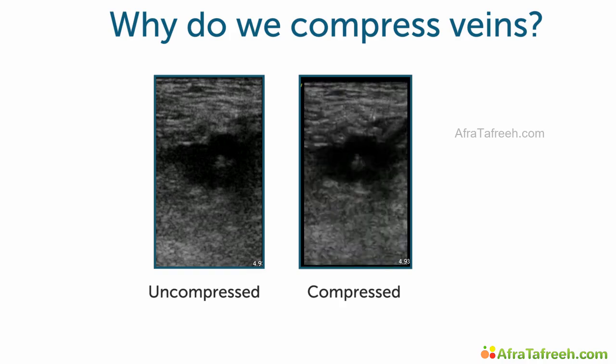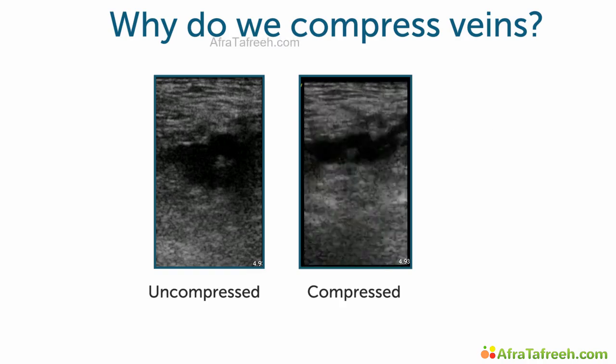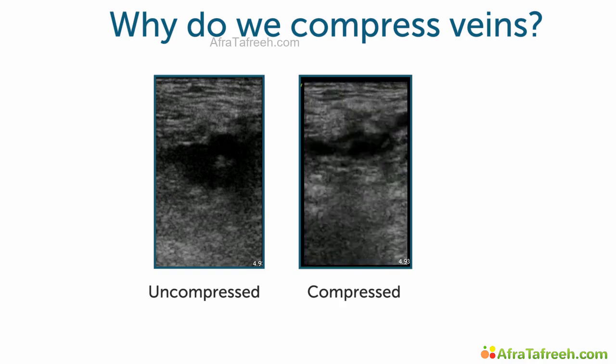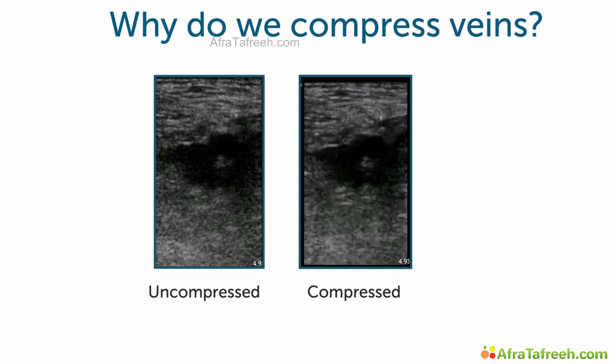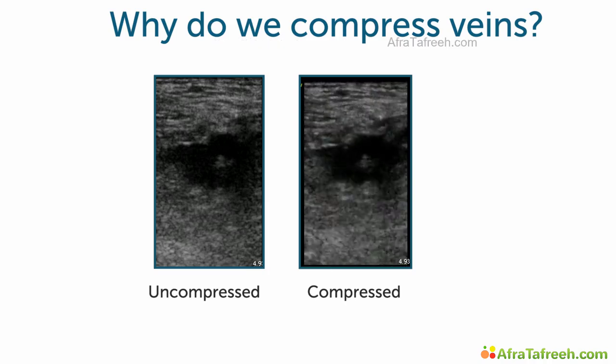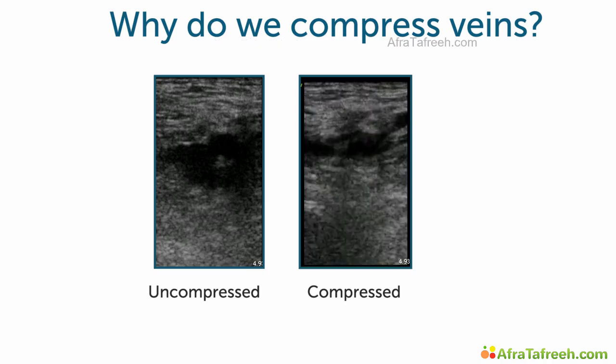So why do we have to compress the veins during this examination? If a thrombus is present, hypoechoic or echogenic material is visualised within the lumen. The presence of thrombus will show no compression is possible, or perhaps a partial compression, during compression of the vein with the transducer, depending on whether the thrombus is acute or chronic.